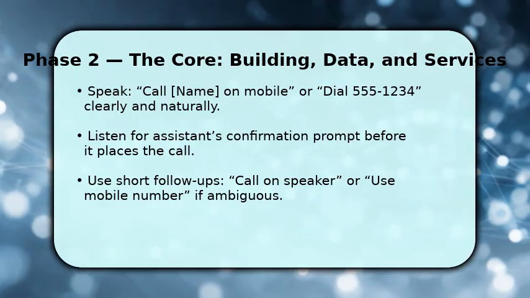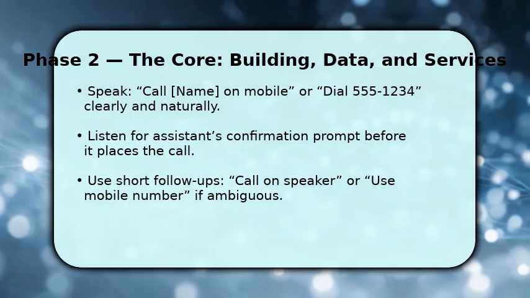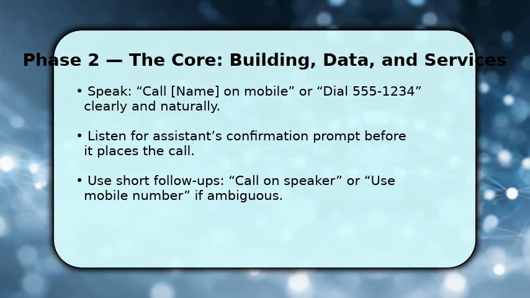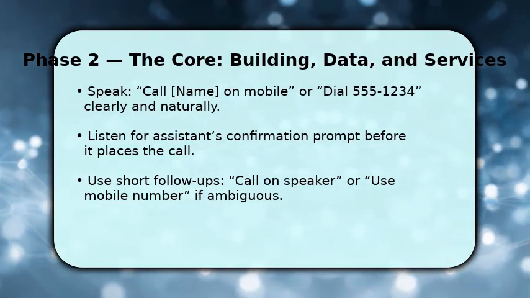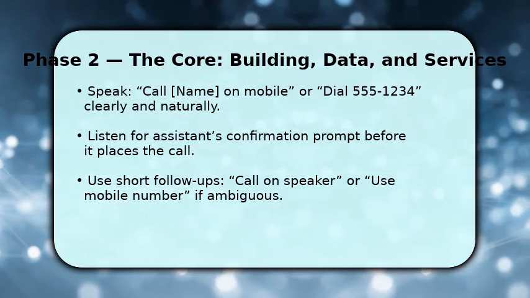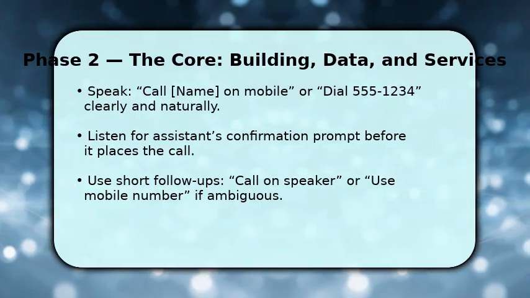Once the assistant repeats or shows what it heard, confirm with a quick yes or cancel and retry if it's wrong. If multiple numbers exist, add the label mobile, work, or home to disambiguate. This confirmation avoids accidental calls.